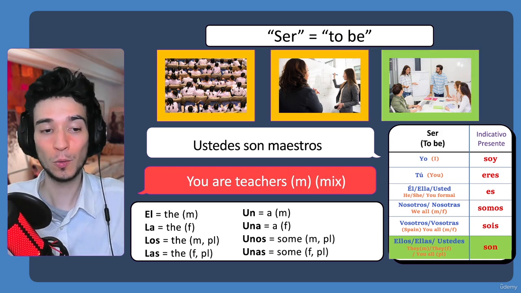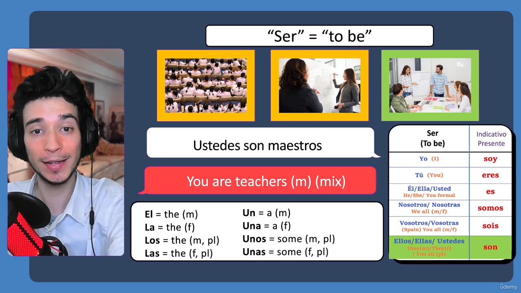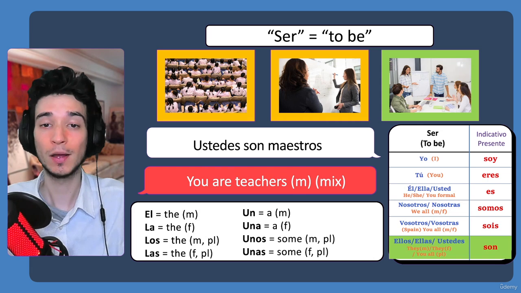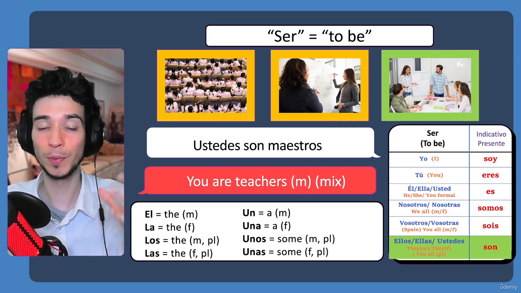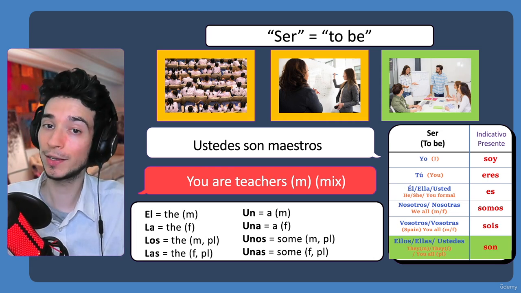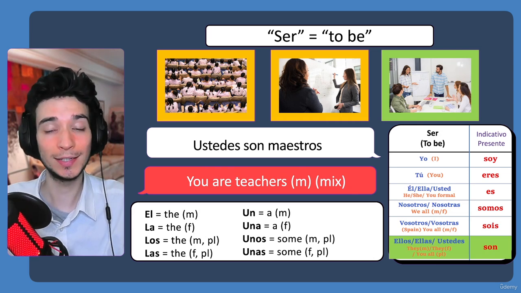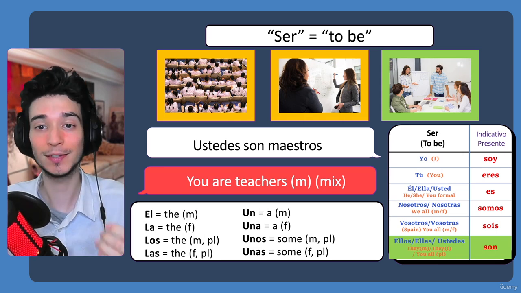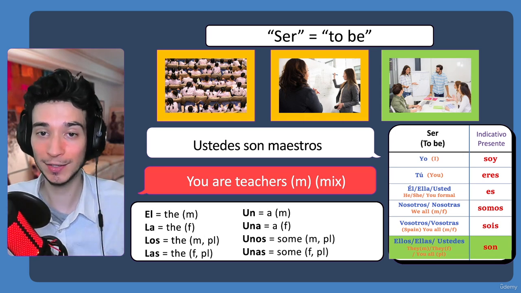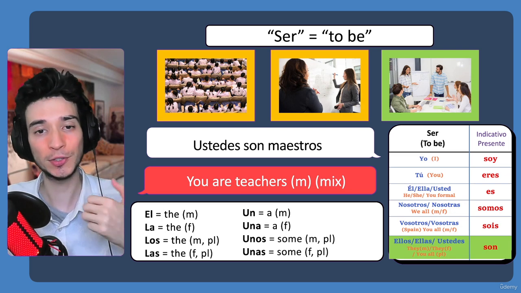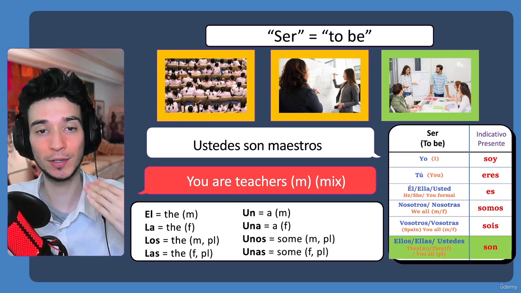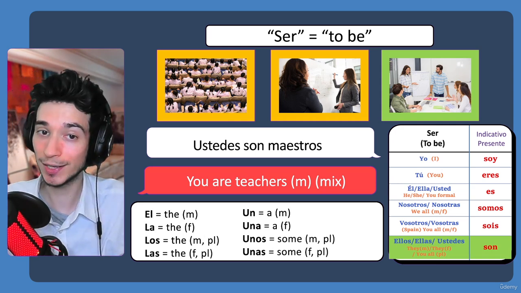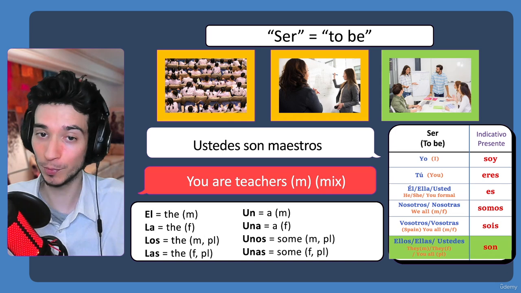Here we have, ustedes son maestros. You are teachers. Just what I was saying, this one is mixed, so you basically use the male version. Ustedes son maestros. You all are teachers. If it's only one, you would say usted es maestro, you formal. You can also say tú eres maestro, but tú is informal. And whenever you talk to a teacher, you tend to go for the formal usted. Usted es maestro, you formal.